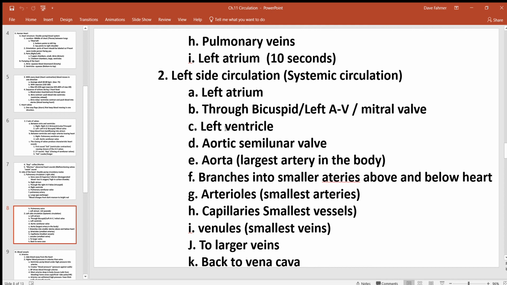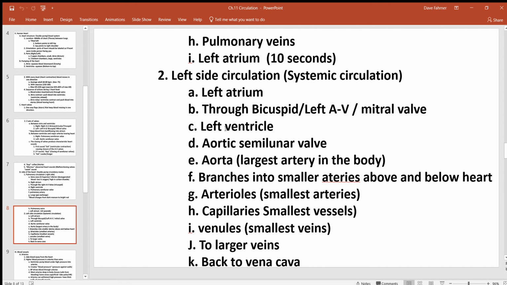So we have the blood in the left atrium now, and from the left atrium, blood is pushed in through the bicuspid valve, the left AV valve, otherwise known as the mitral valve, and it moves into the left ventricle. From the left ventricle, it contracts and pushes blood through the aorta, and it goes through the aortic semilunar valve in order to get into the aortic artery. The aorta is the largest artery of the body.